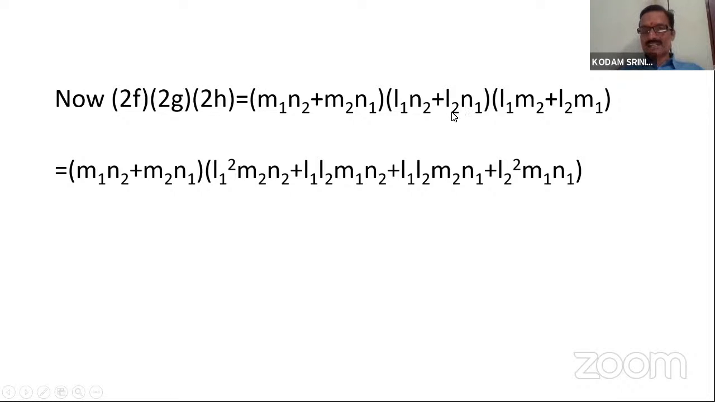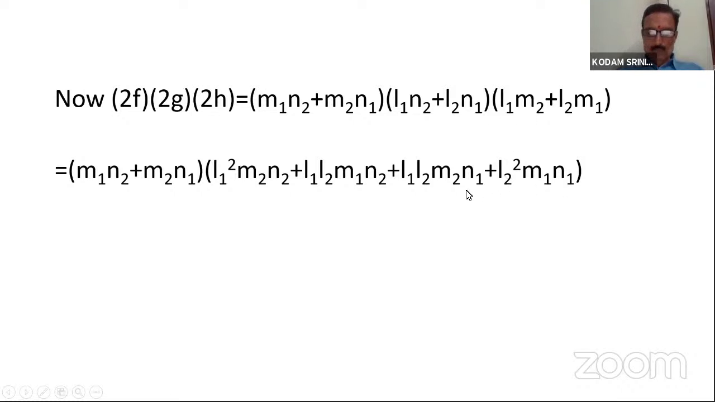Similarly, multiply with the second term. That is L2 N1 into L1 M2, that is L1 L2 M2 N1. Similarly, L2 N1 into this last term: L2 L2 means L2 square, next M1 N1.